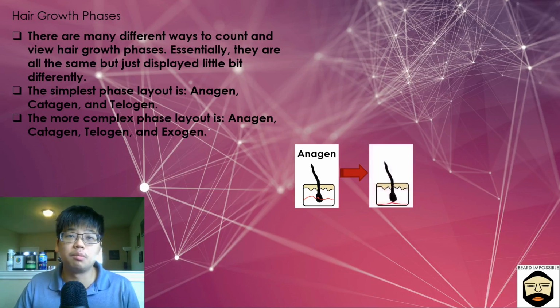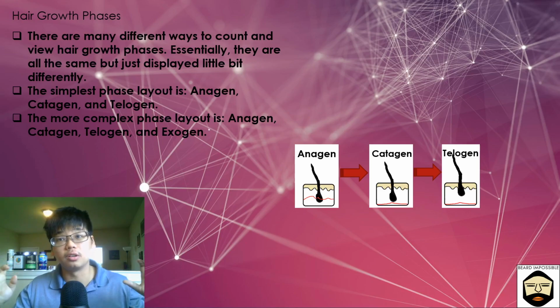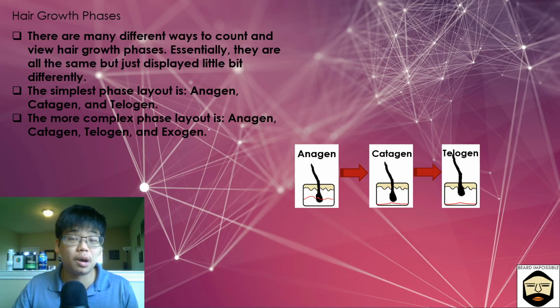The next phase is going to be your catagen phase, which is your transitional phase stage where your hair stops growing and it disconnects from the blood supply. For scalp hairs, the typical catagen phase length is about 2 to 3 weeks long. The next phase is going to be the telogen phase, where the hair is resting on your skin. The hair during telogen phase is held by the skin and is somewhat firm, but possibly not as firm as the anagen or the catagen phases before. Typically for your scalp hair, the telogen phase is around 3 months.